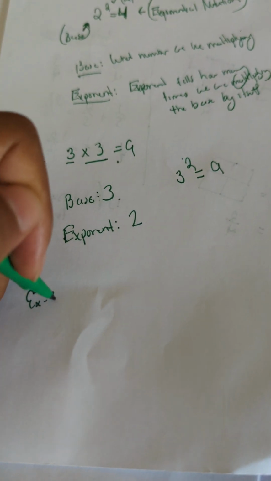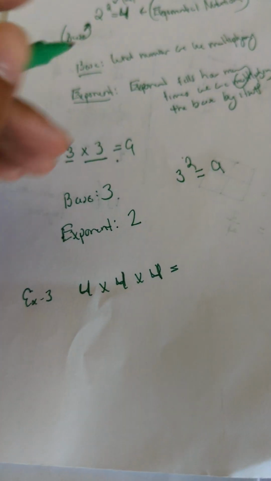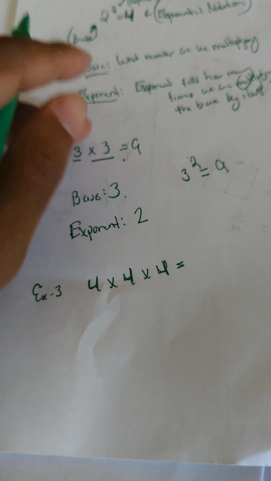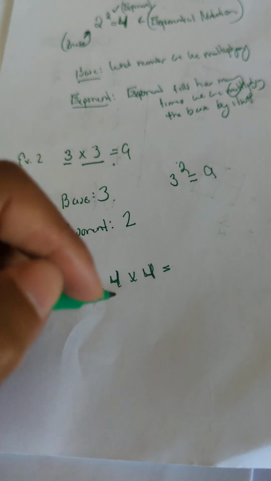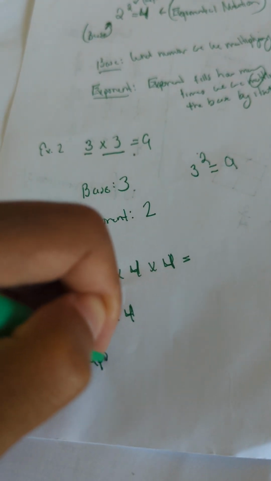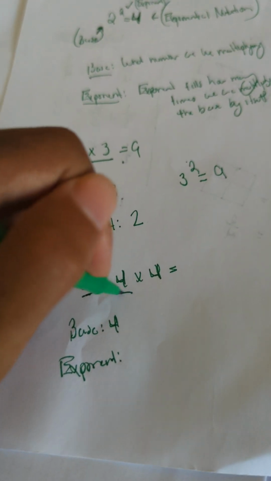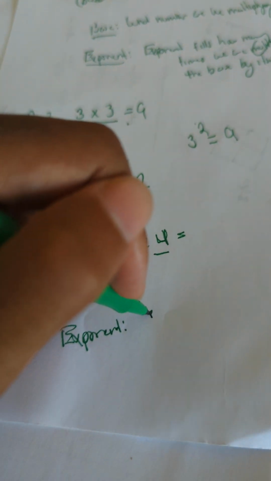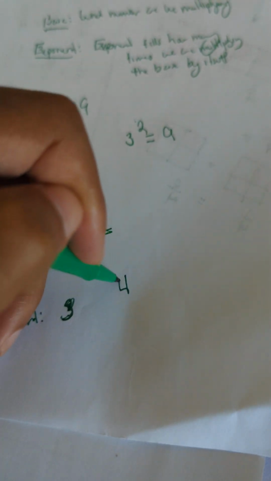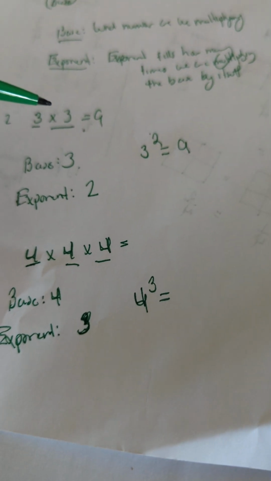Let's say we have another example: 4 times 4 times 4. This is a little bit harder. What is the base? The base is 4. What is the exponent? The exponent is 3, because we're multiplying the base by itself 3 times. So this becomes 4 to the power of 3. How do we say it? 4 cubed.